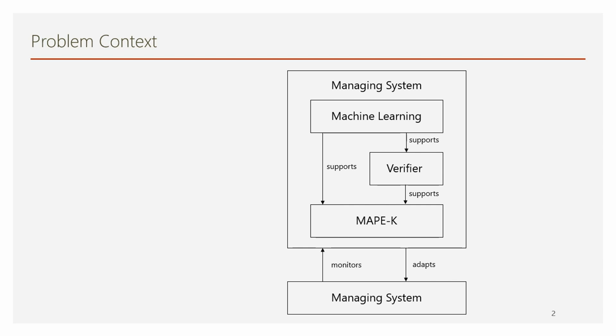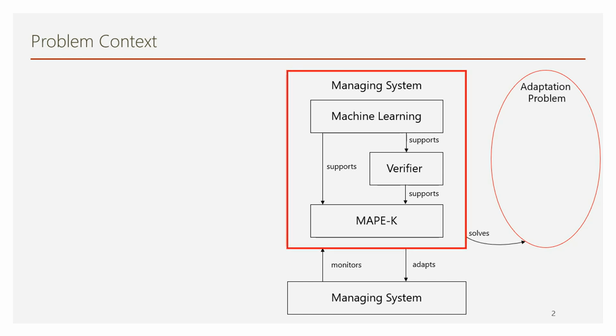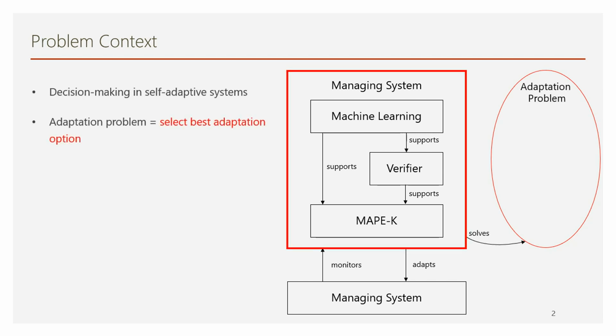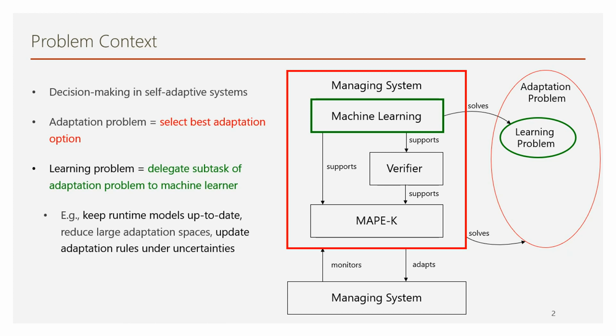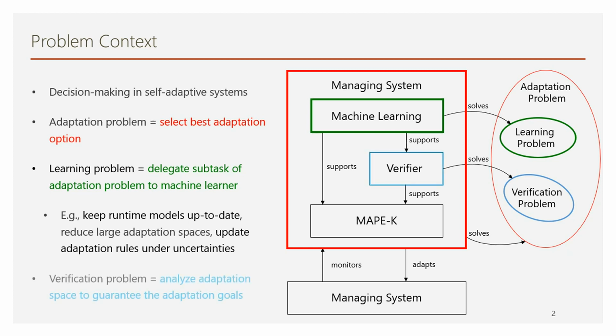Here is the architecture of a self-adaptive system with a machine learner and a verifier. The managing system solves an adaptation problem. In concern of decision-making in self-adaptive systems, the adaptation problem is selecting the best adaptation option. A subtask of the adaptation problem is delegated to the machine learner, for example, keeping runtime models up to date or reducing a large adaptation space. And a subtask of the problem is delegated to the verifier to analyze the adaptation space to guarantee the adaptation goals.